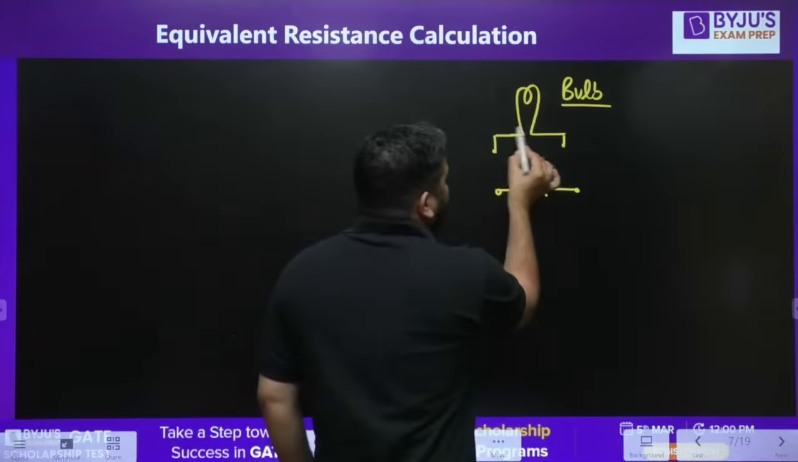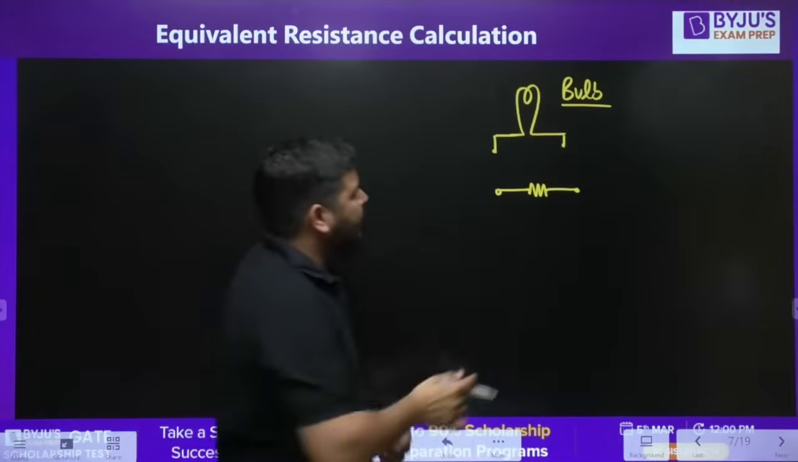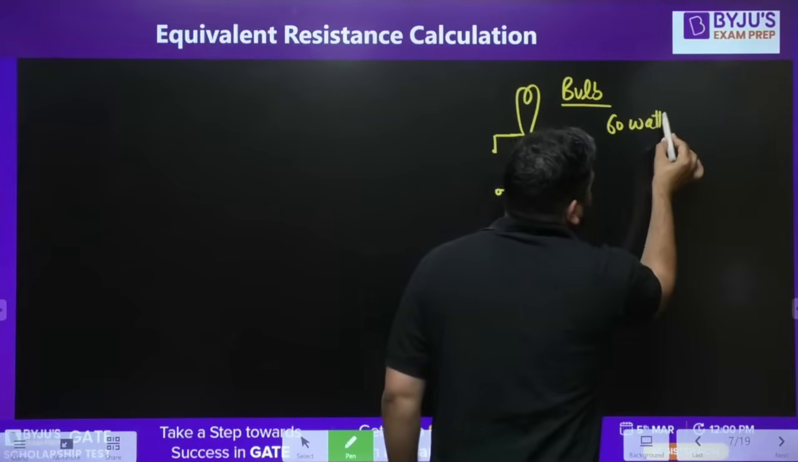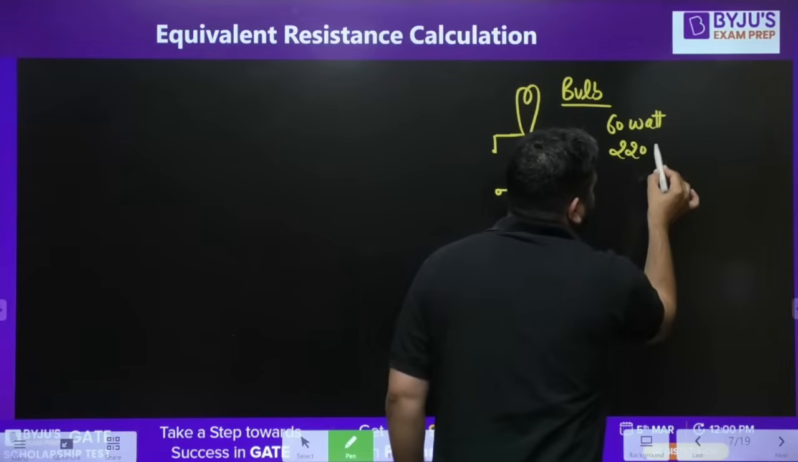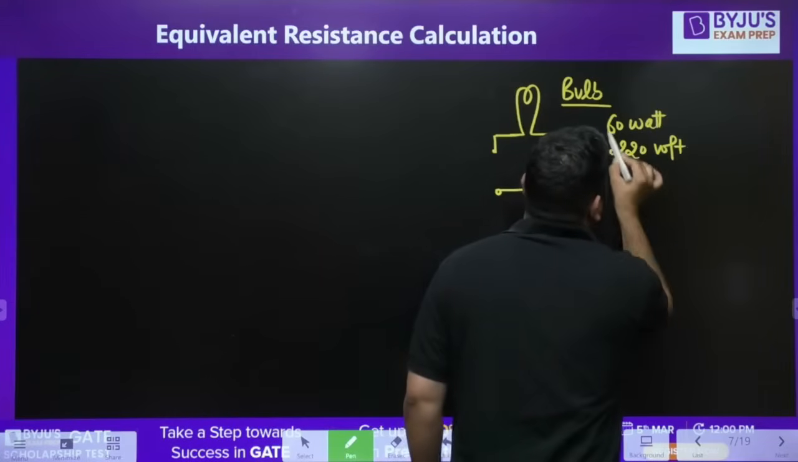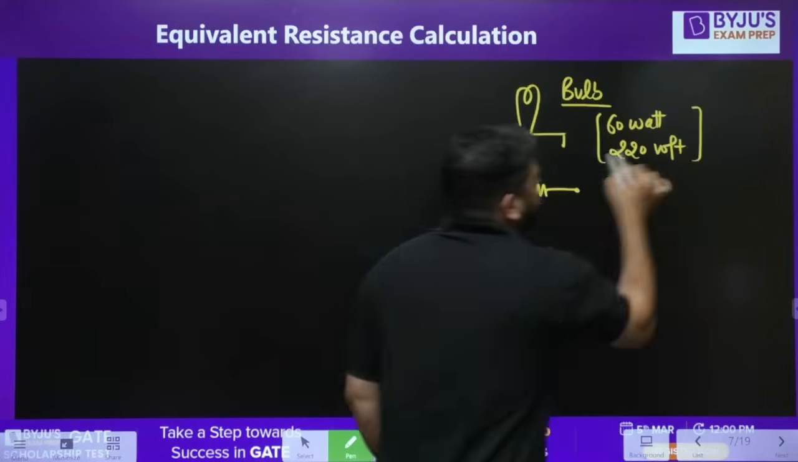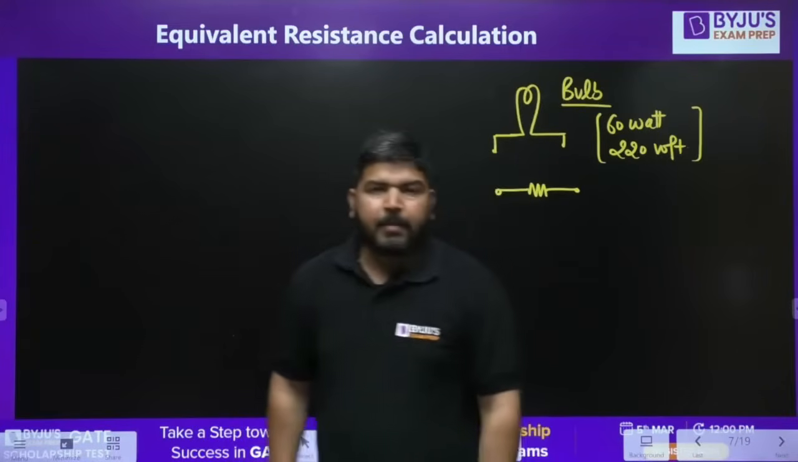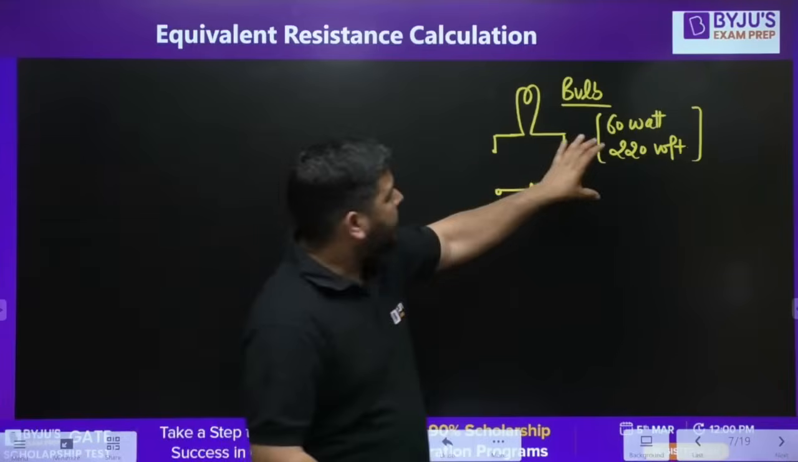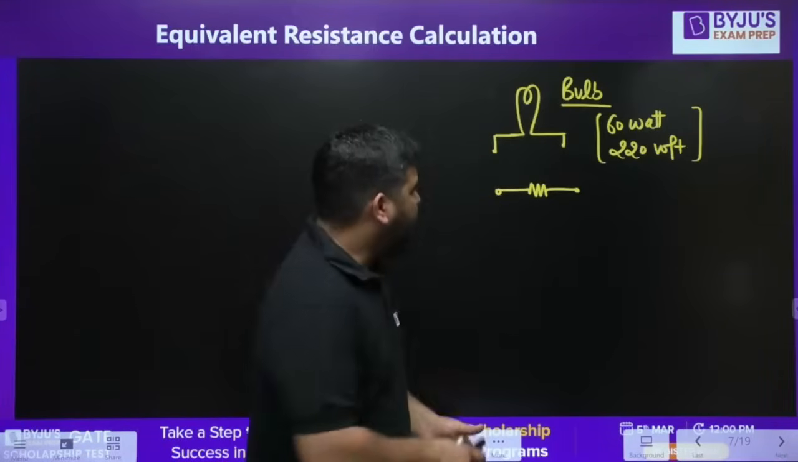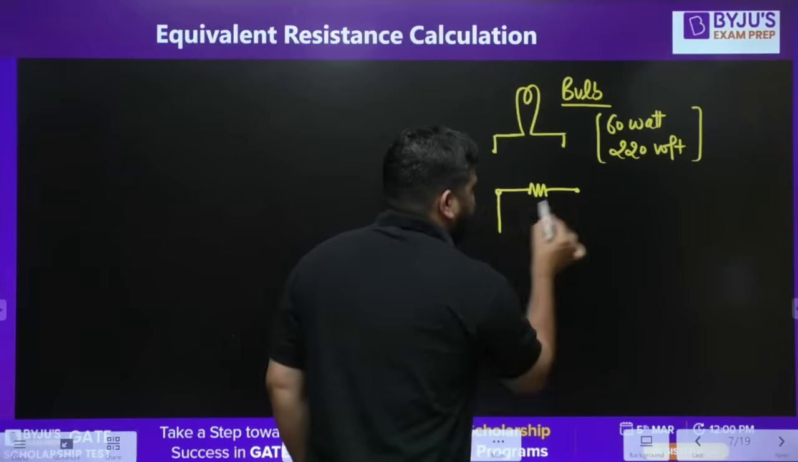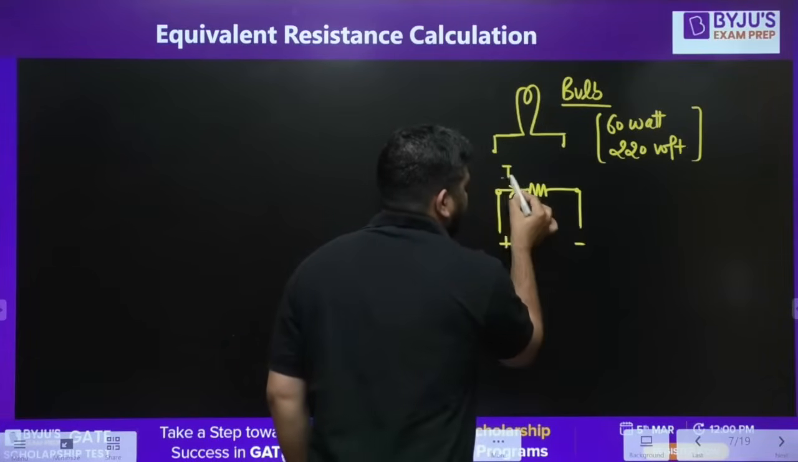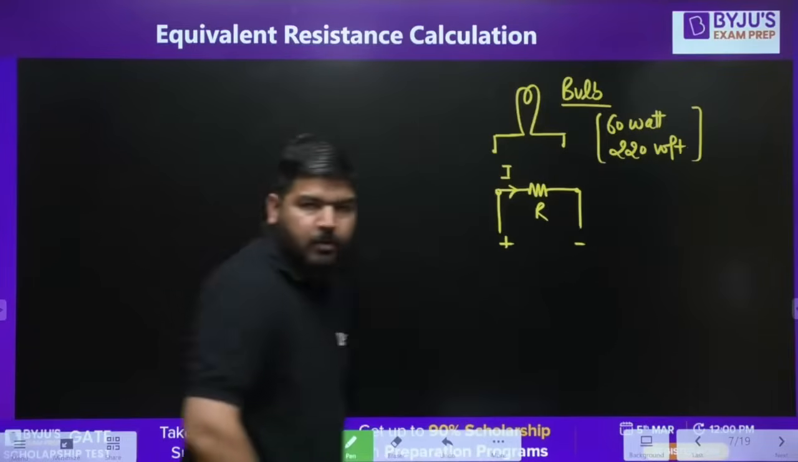On this bulb, whenever you go to the market, it is written 60 watt, 220 volt. What is the meaning of that? The meaning of this is, it's a resistance. Whenever you apply a potential difference across it, there will be a current flow.